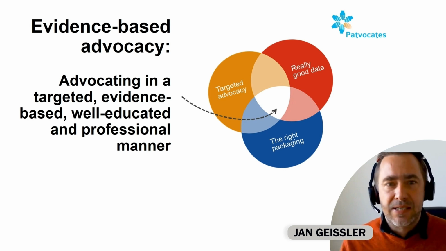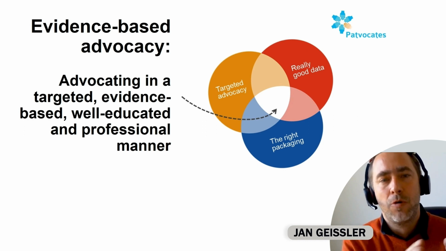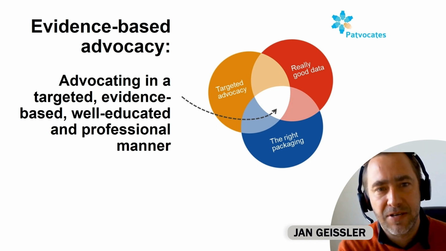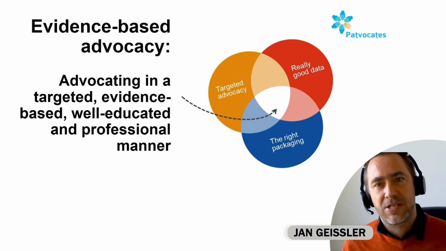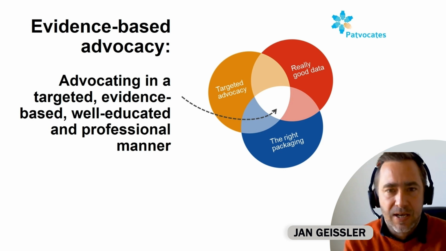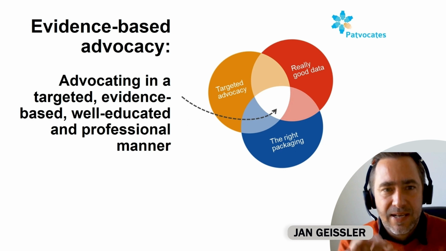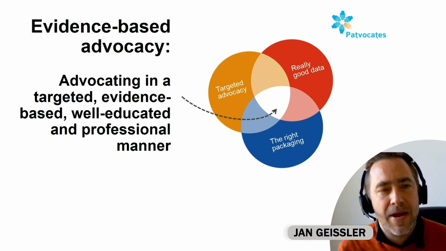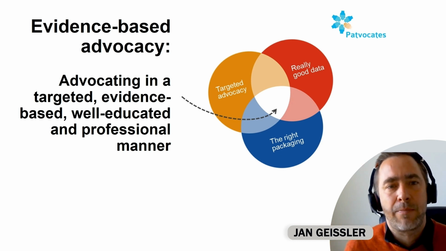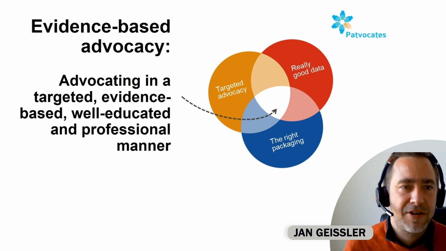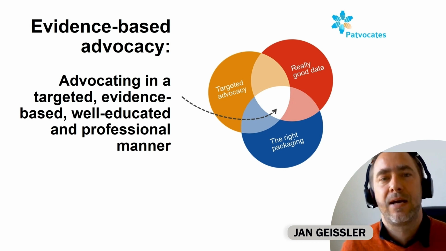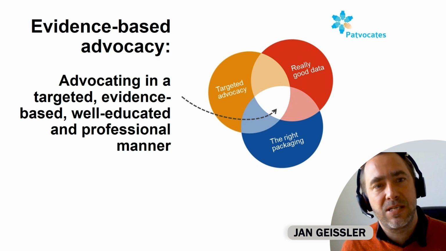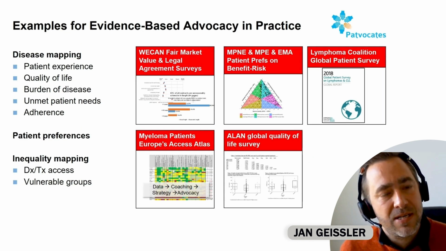That has three elements: targeted advocacy. So we need to think about whom we talk to. The message to a politician is very different from the message to an academic researcher. We need really good data, so we need to collect the evidence from our community. And of course, the right packaging so that people understand what we're trying to bring in. That sweet spot in the middle is evidence-based advocacy, where we've made tremendous efforts over the last two to three years to train our community to advocate in a targeted, evidence-based, well-educated and professional manner, and not just talk about our story and the emotions connected with having a disease. And there are a lot of examples around this.